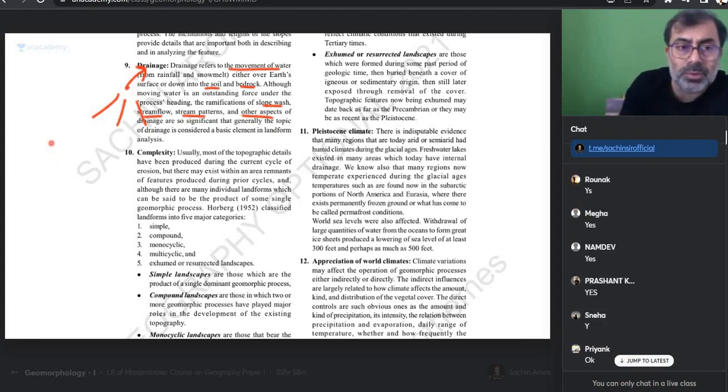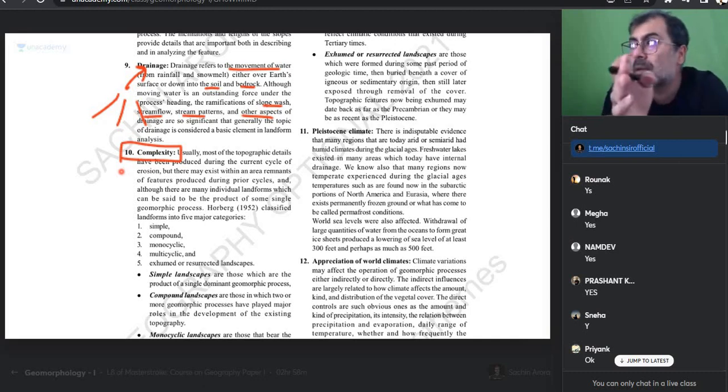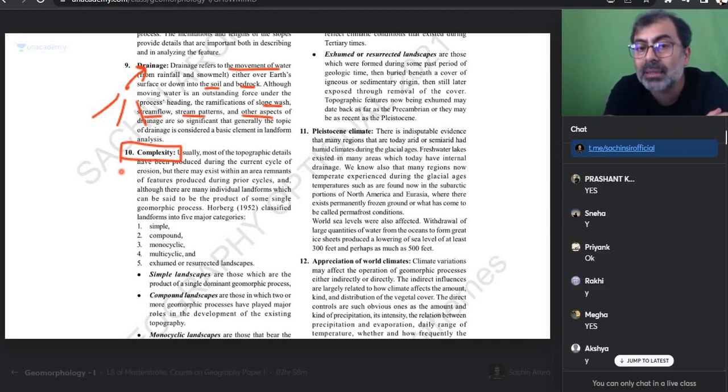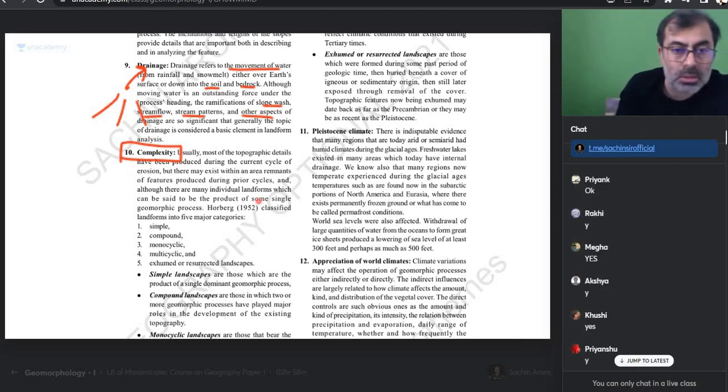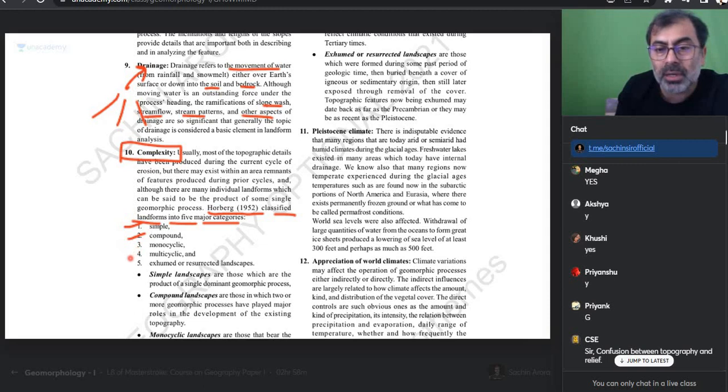Now I want to tell you landforms. Landforms are complex landforms. अभी आपको previous year question बताया ना? Modern day landforms are more complex than simple. Did we see that? Modern day landforms are more complex than simple. So there was this. अब यहाँ पर एक नाम आ जाएगा Hoorberg. Hoorberg in 1952 classified landforms into 5 major categories: simple landform, compound landform, monocyclic.